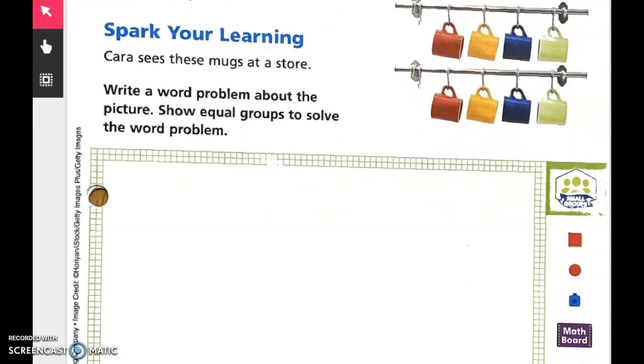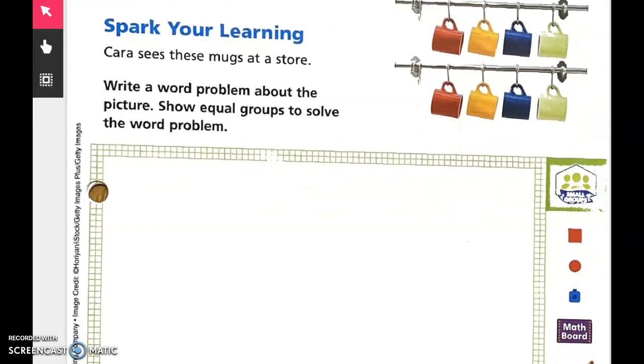So down below here, they want you to write your own word problem. It says, spark your learning. Kara sees these mugs at a store. Write a word problem about the picture. Show equal groups to solve the problem. So you can't just say that there were 8 mugs and you broke 2, how many were left? It wants you to show something that has equal groups.